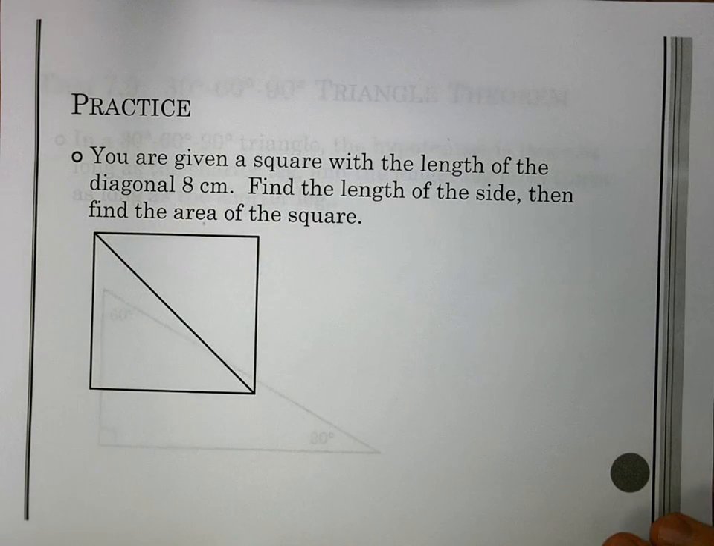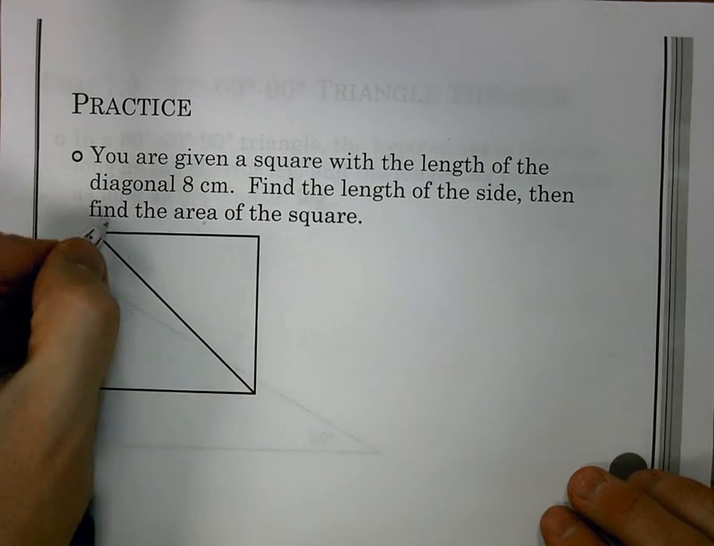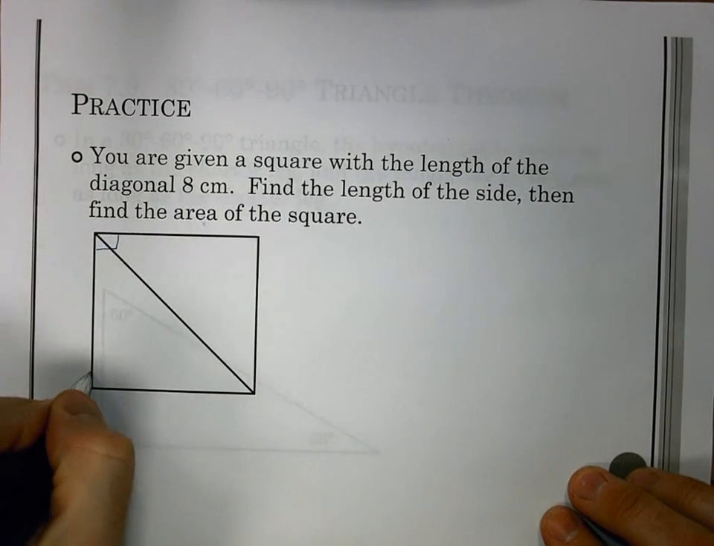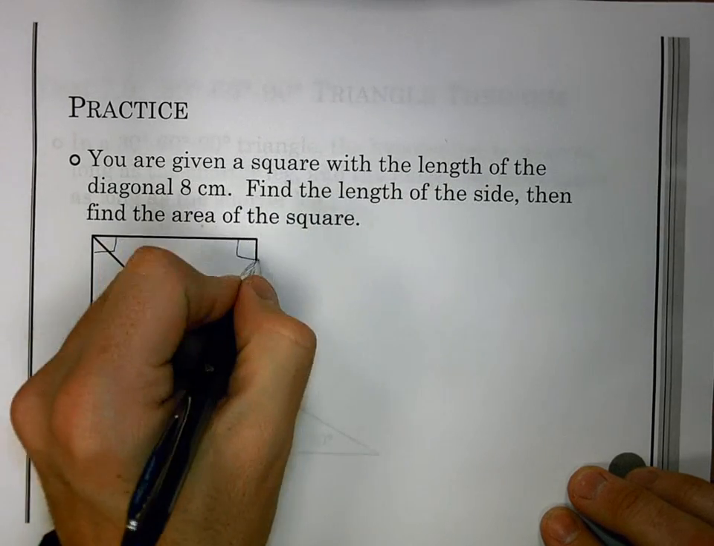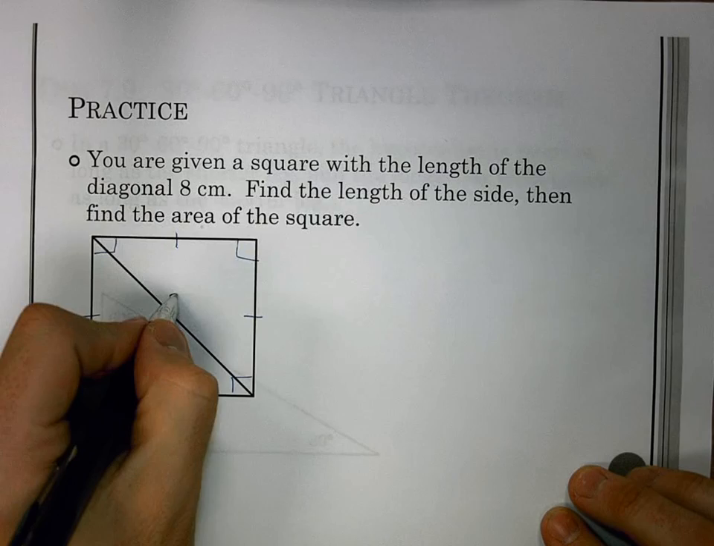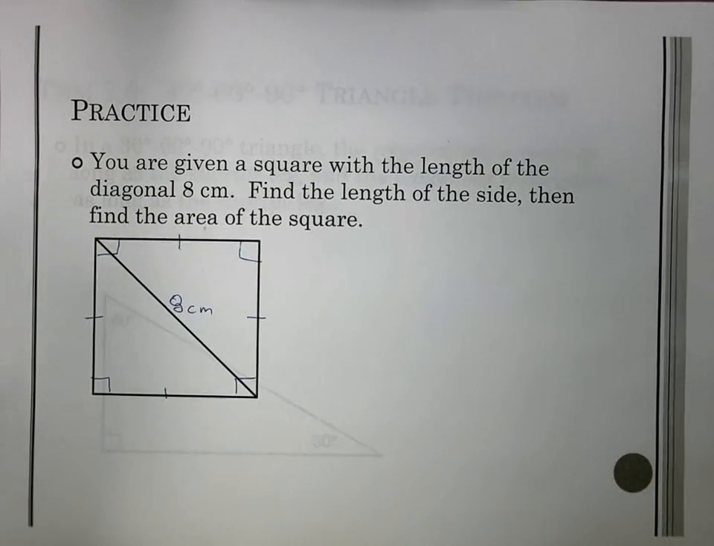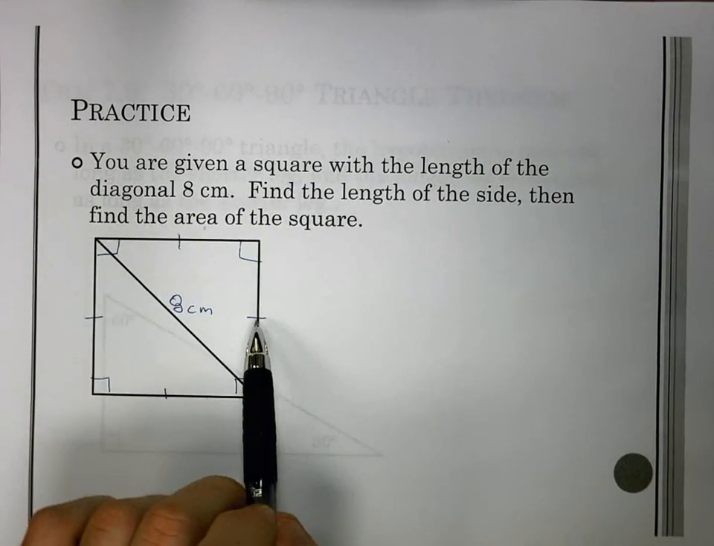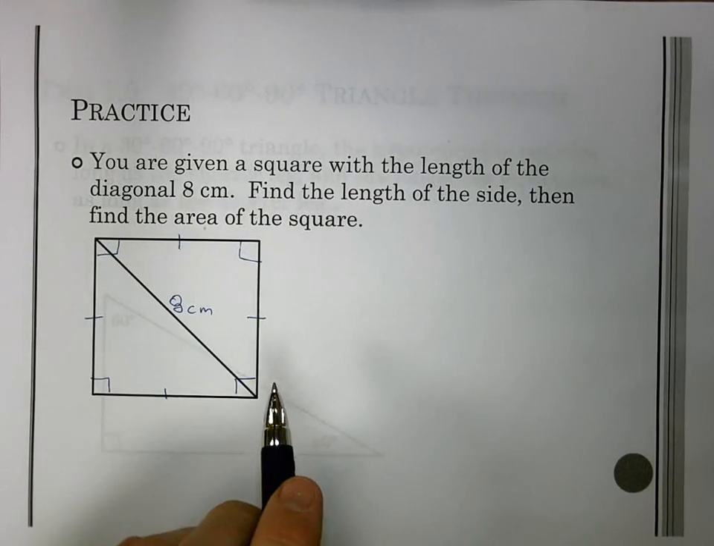Okay. Now let's take this idea of these special right triangles and try to apply it to where we're going to see it later. So now we have a square. Let's mark our square. We know 4 right angles. All the sides are the same. And the diagonal is 8 centimeters. So we need to find the length of the side, any of the sides, because we know they're the same, and then the area of the square.